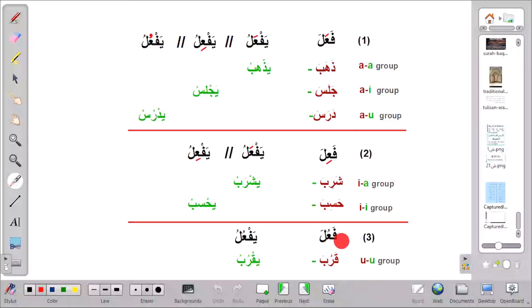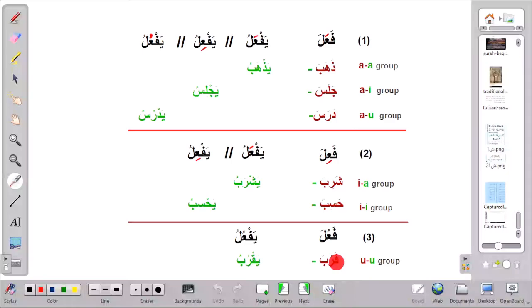So, Fa'ula, you see, Qaruba. So Qaruba, you can see it comes on the pattern of Fa'ula. The middle is having Dhamma, right? So the same thing will happen here. Yakrubu. You see, Yakrubu. So those ones, they just have one pattern. There's only one possibility. So if I give you any 3-letter words, and the middle is having Dhamma, if I ask you what will be the Mudore, it's very simple.